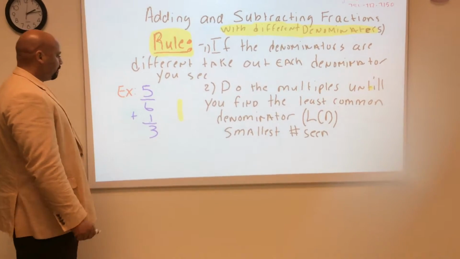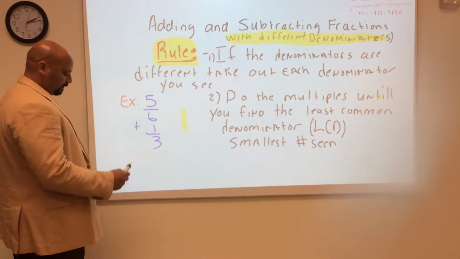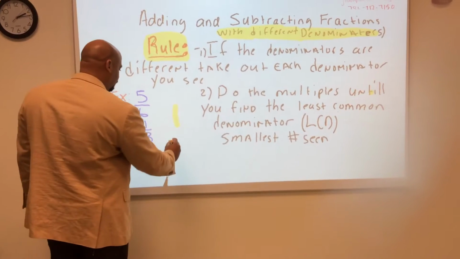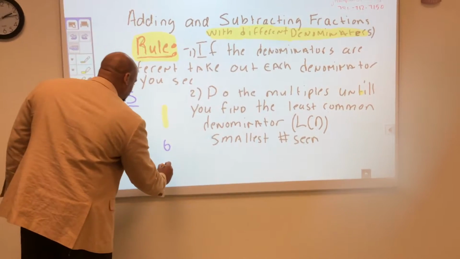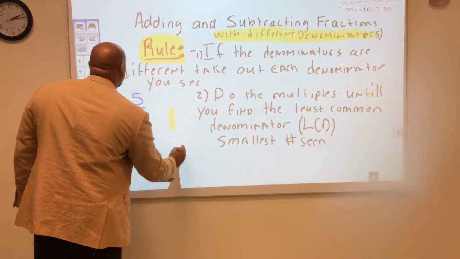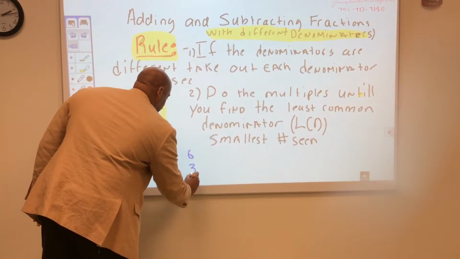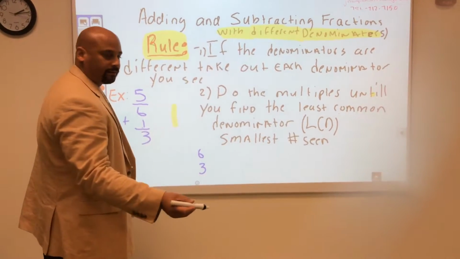So we have an example here, 5/6 plus 1/3. The rule says, take out each denominator you see. So I see a number of 6. Let's just erase that to give us some more space. 6 and 3, and the multiples means add that number to itself, okay?